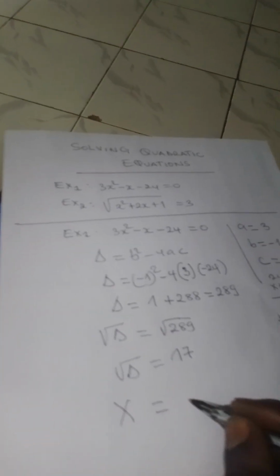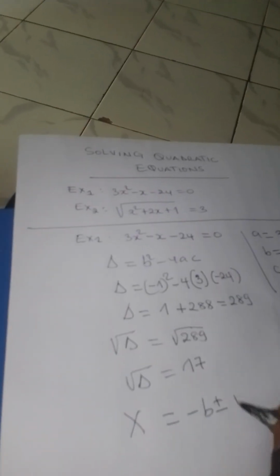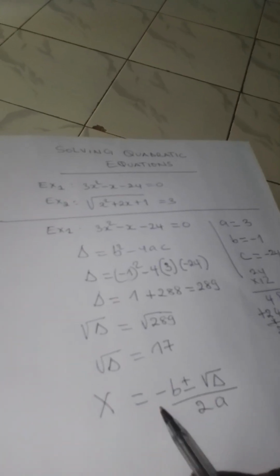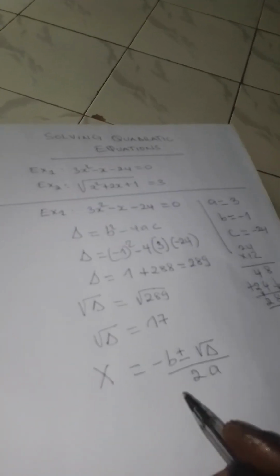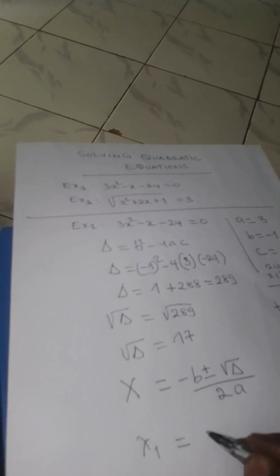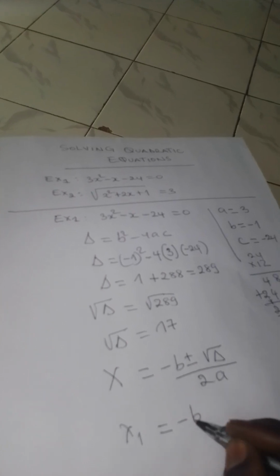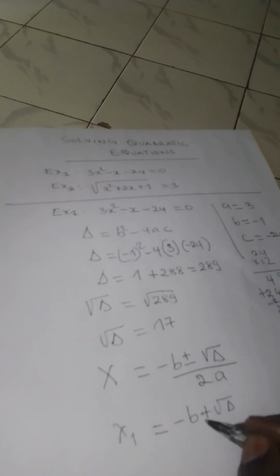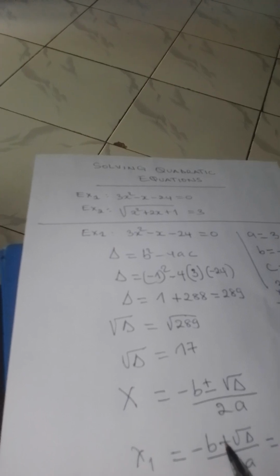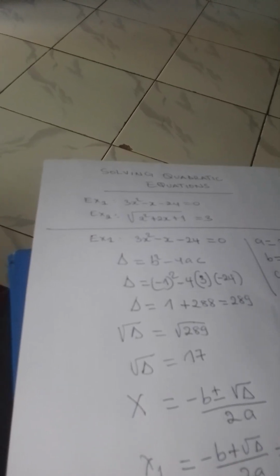The formula for finding values of x is: x is equal to negative b plus or minus the square root of delta, then divided by 2a. Now this is the general formula. Now we can find x1 and x2. x1 is equal to negative b plus the square root of delta, then divided by 2a. Here we choose to first use this positive, then later we will use negative.